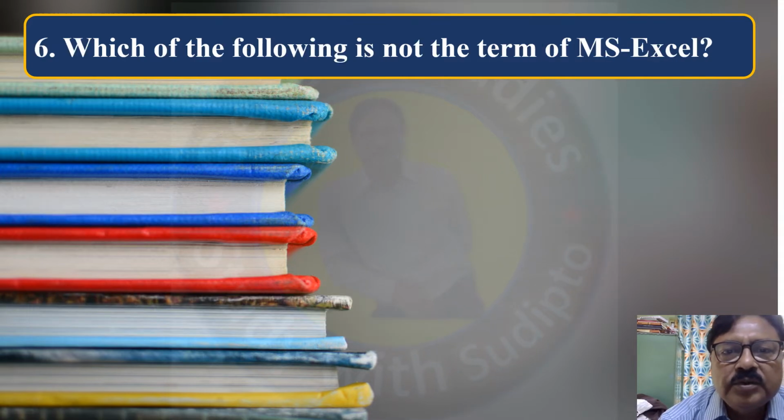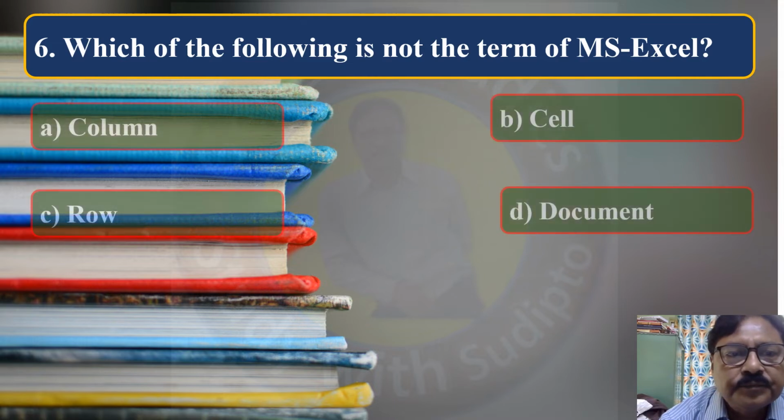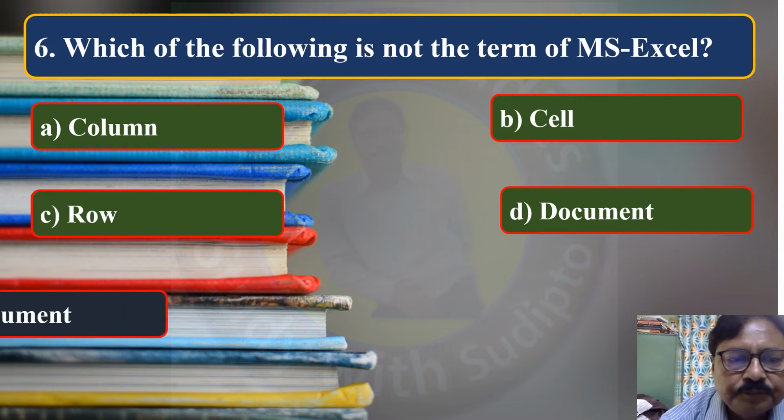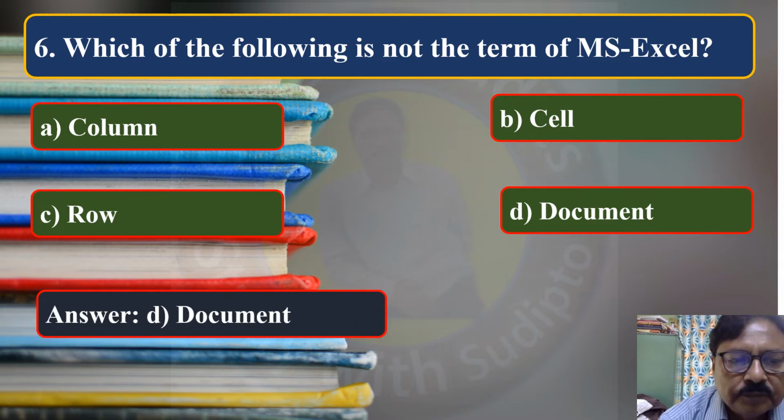Which of the following is not a term of MS Excel? Option A column, option B cell, option C row, option D document. The correct option is option D document.